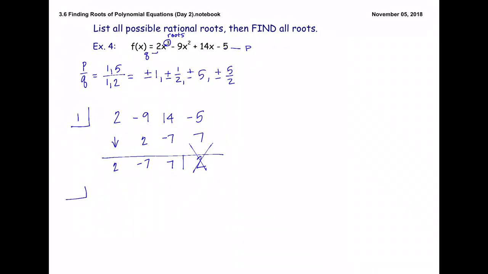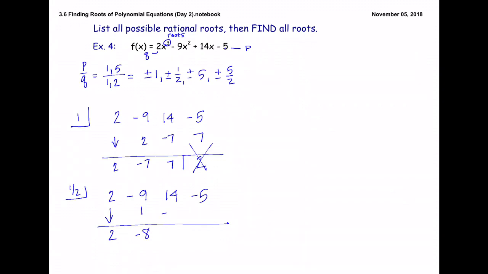So this next time I'm going to try a 1/2. It's my next positive term in my list. You can try any of the numbers in the list, and the more practice you do, the better you will get at guessing. Drop your first term. Half of 2 is 1. -9 plus 1 is -8.